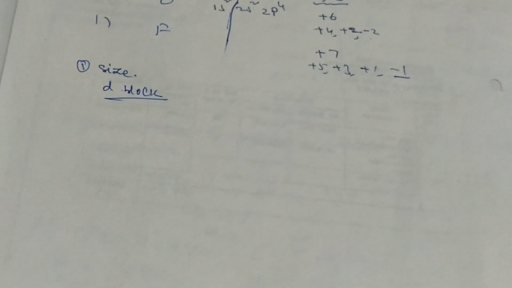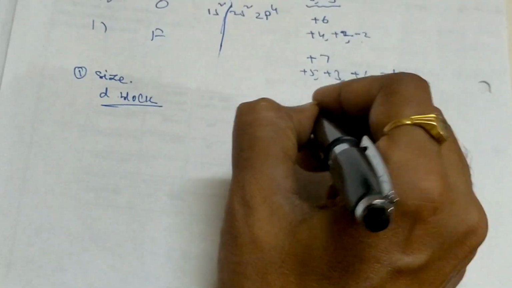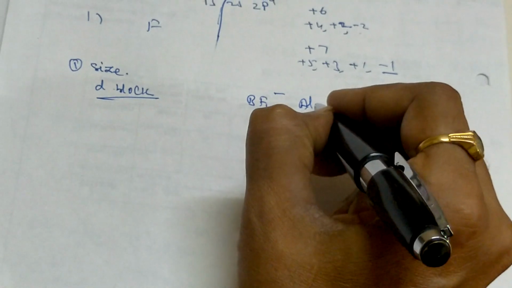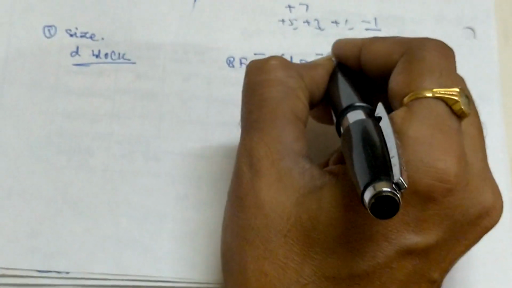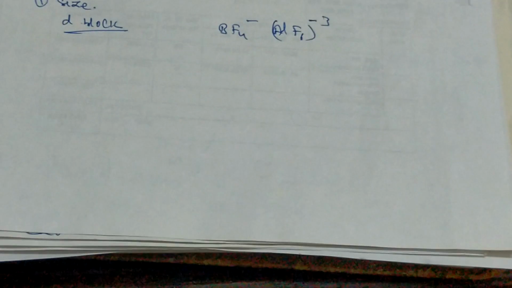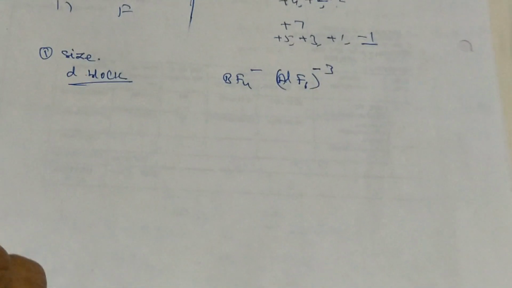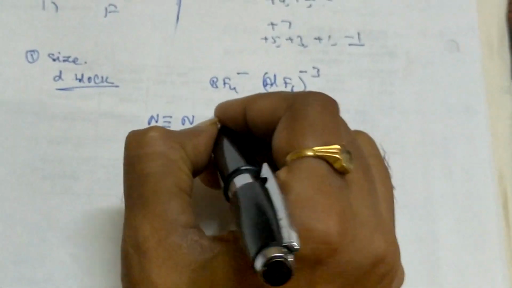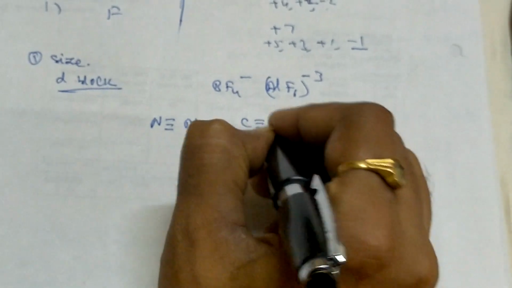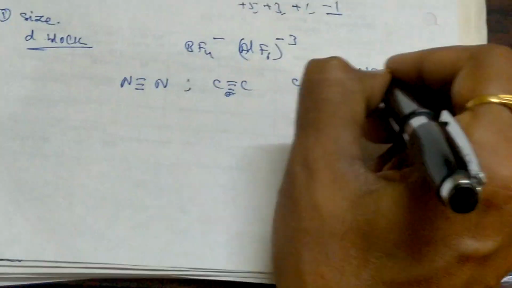Covalent bonds will form, that means in BF4 minus or aluminum hexachloride 3 minus ions, there are so many variations. Similarly, there are variations in diatomic molecules: nitrogen triple bond nitrogen, carbon triple bond carbon, carbon triple bond nitrogen, nitrogen double bond oxygen. There are so many variations in these things.